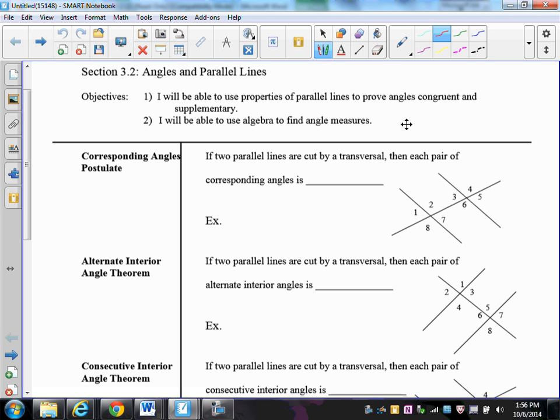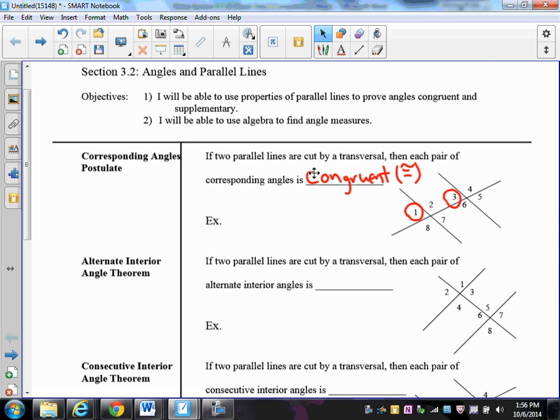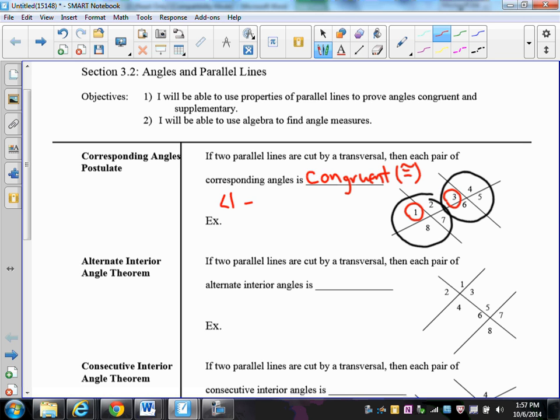So the corresponding angles postulate says if two parallel lines are cut by a transversal, then each pair of corresponding angles is congruent. Remember, the symbol for congruent was the equal sign with the tilde on top. Corresponding angles are in the same position. So if I take a look at these two that I circled in black, the one on the left, angle 1, is congruent to angle 3. And the one down below, angle 8, is congruent to angle 6.